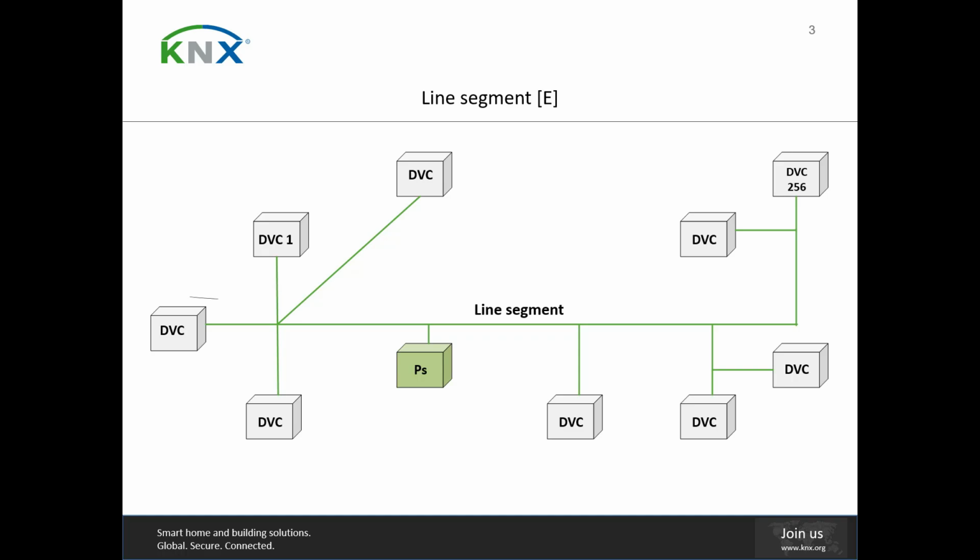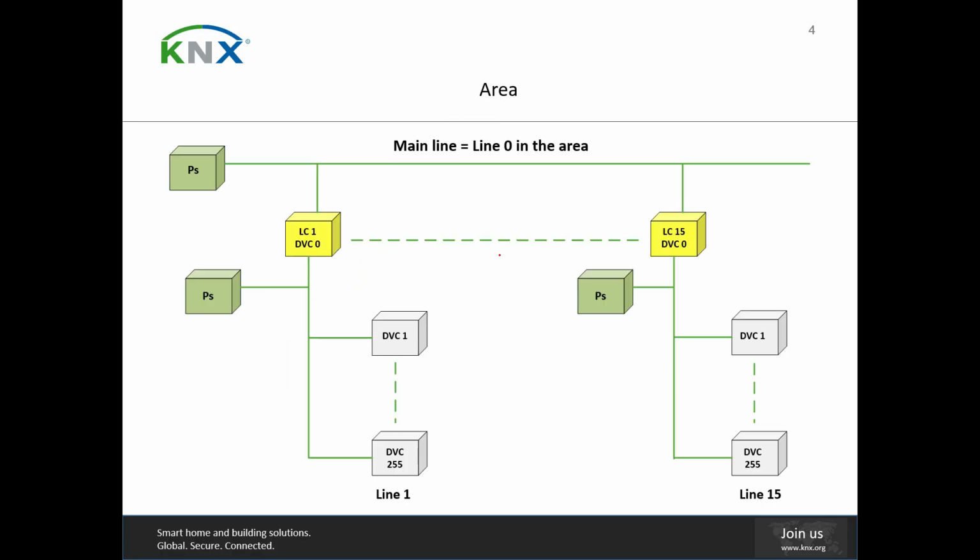Alright, okay. So now in the last video we saw that we had a line segment. A line segment is nothing but a power supply with a bunch of devices, as we have seen in all the projects. Okay. So next comes an area. So what is an area? An area is nothing but a group of lines.